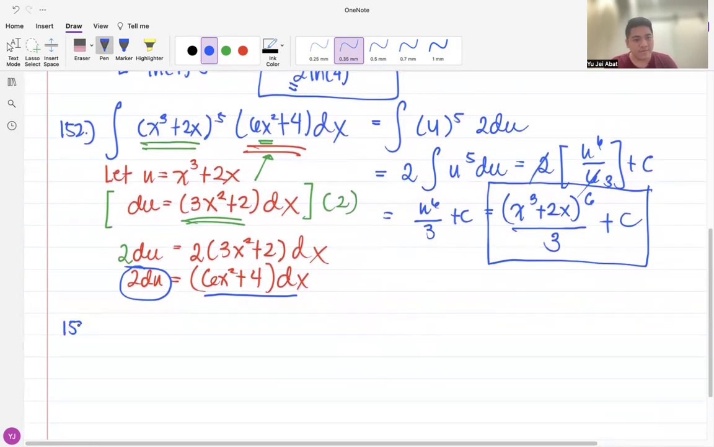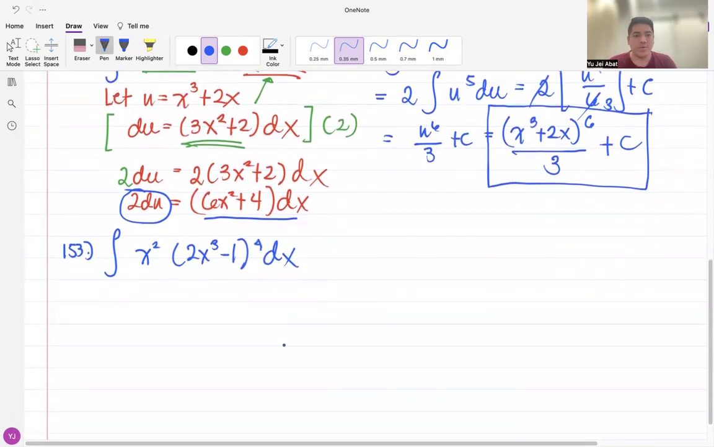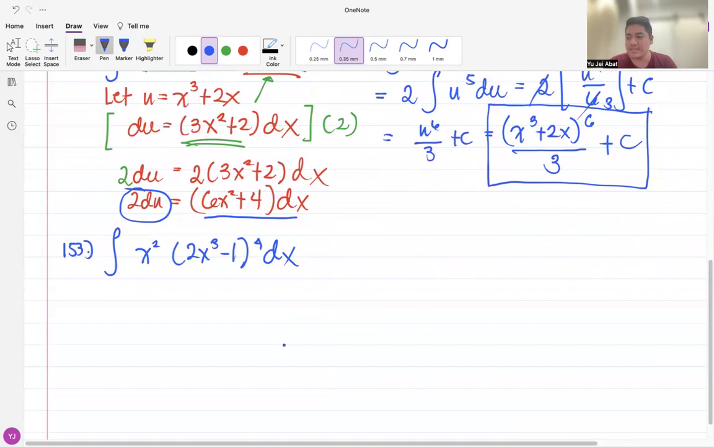Next, we have problem 153: the integral of x squared times (2x cubed minus 1) raised to 4 dx. So we're going to find the integral of this. It's possible that if we let u, because this is obvious, we have x cubed and then we have x squared here.